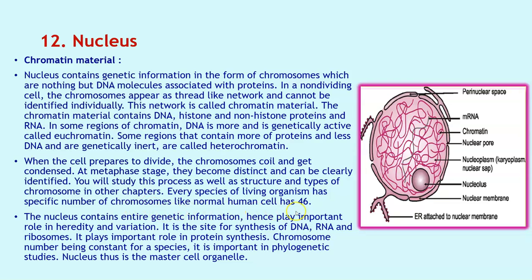Like for human cells, we have 46 chromosomes which are grouped together in 23 pairs. The nucleus contains entire genetic information, hence plays an important role in heredity and variation. It is a site for synthesis of DNA, RNA and ribosomes. It plays an important role in protein synthesis. Chromosome number being constant for a species, it is important in phylogenetic studies. Nucleus thus is the master cell organelle.